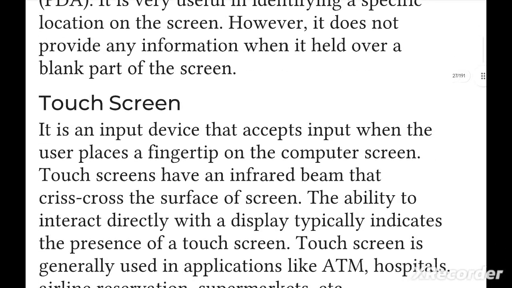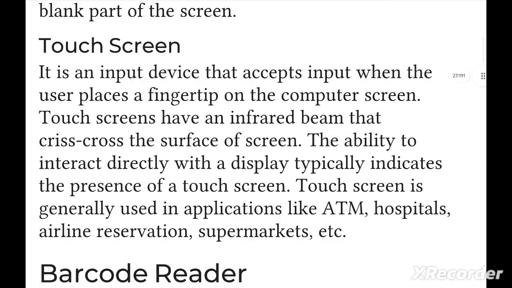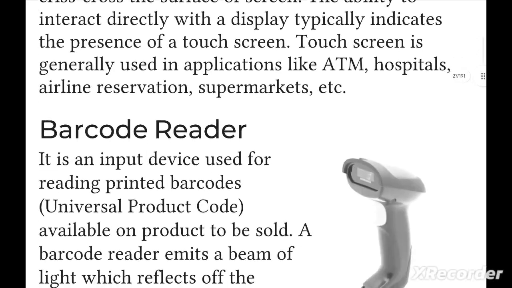Touch screen. It is an input device that accepts input when the user places a fingertip on the computer screen. Touch screens have an infrared beam that crisscrosses the surface of a screen. The ability to interact directly with a display typically indicates the presence of a touch screen. Touch screen is generally used in applications like ATM, hospitals, airline reservation, supermarkets, etc.